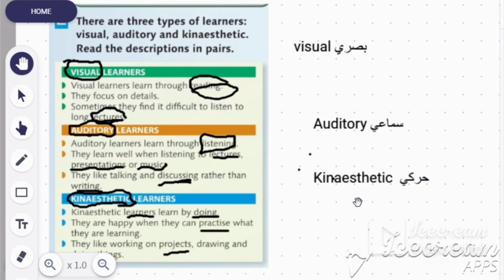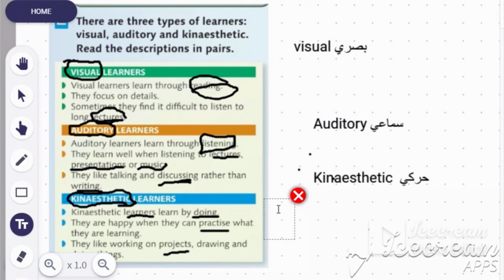Now you will write a sentence about you using these words, okay? To find out what type of learner you are. شو نوعك أنت من المتعلمين يا مس؟ What type of learner you are? You are a visual learner, auditory learner, or kinesthetic learner. Okay? Now I will write a sentence about myself.